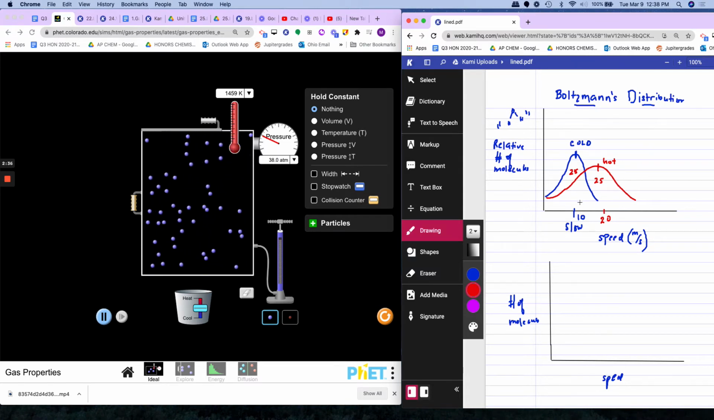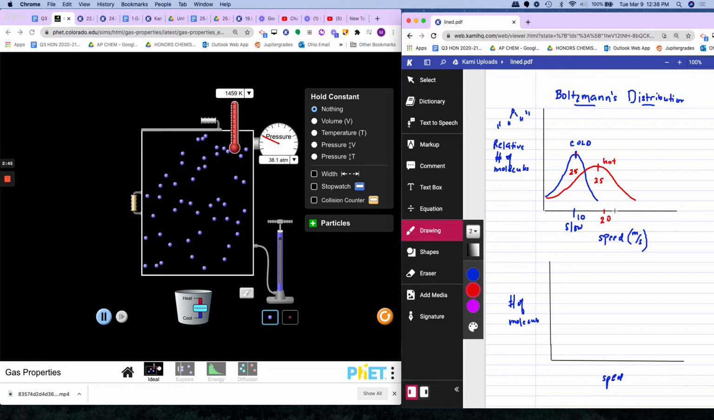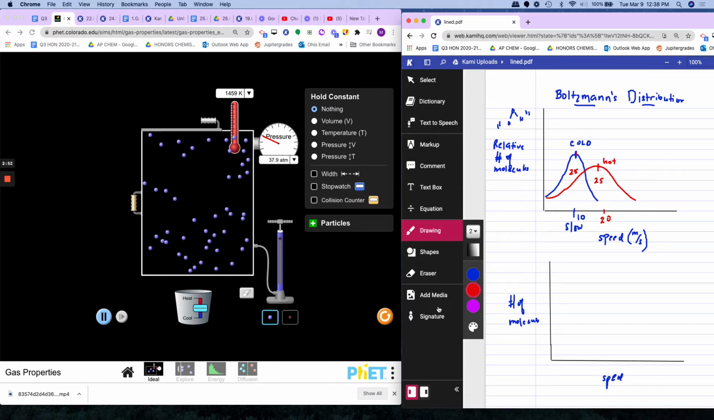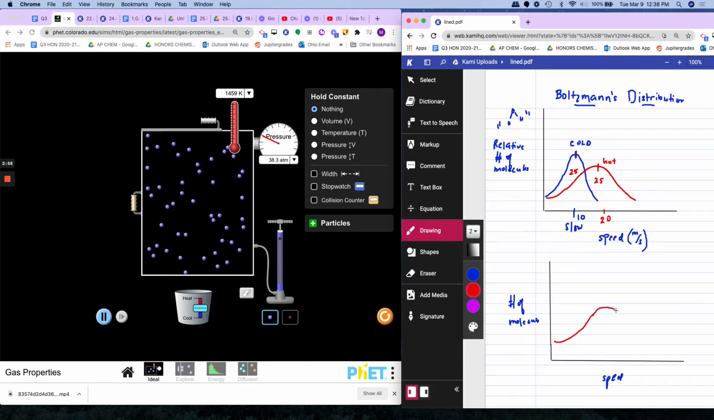So bottom line, when it's cold, they're slow. The average velocity is slow. When they're hot, the average velocity is high or fast. Okay? What I'm going to do next is introduce some other molecules in there. So let's go over here. We're going to do the hot temperature right here.